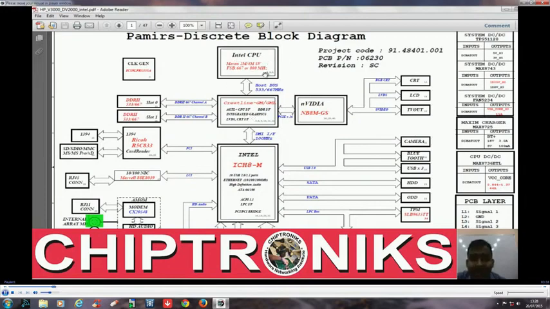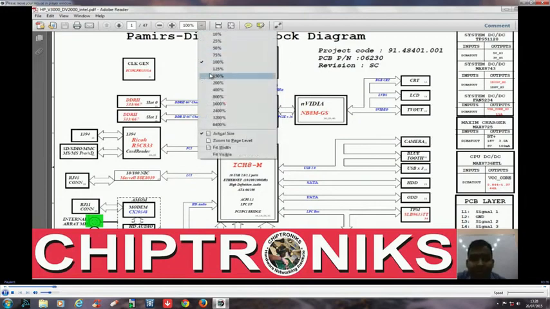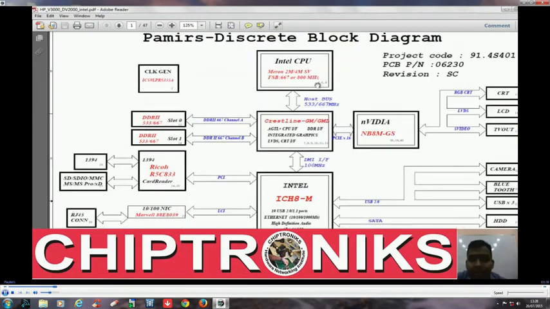Inside this CPU you must notice that it's written 4, 5 and 6. That means anything about this CPU is inside these three pages: page number 4, page number 5 and page number 6. So all the connections of this CPU are in these three pages.